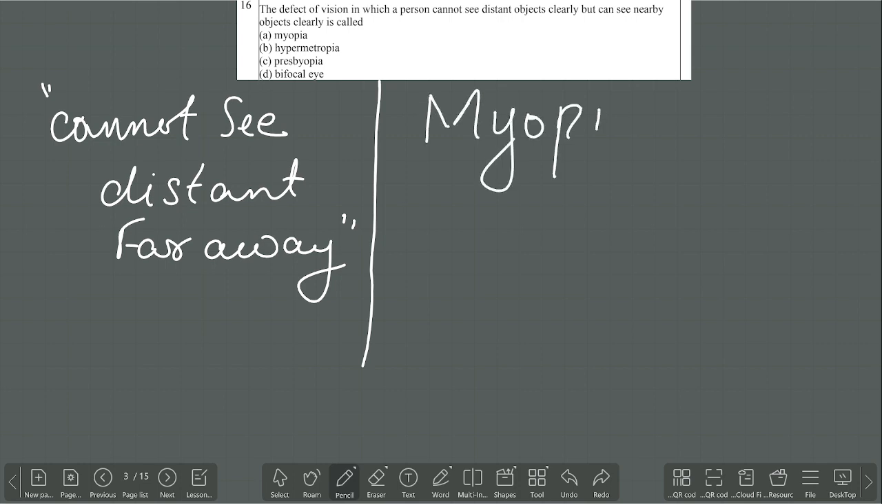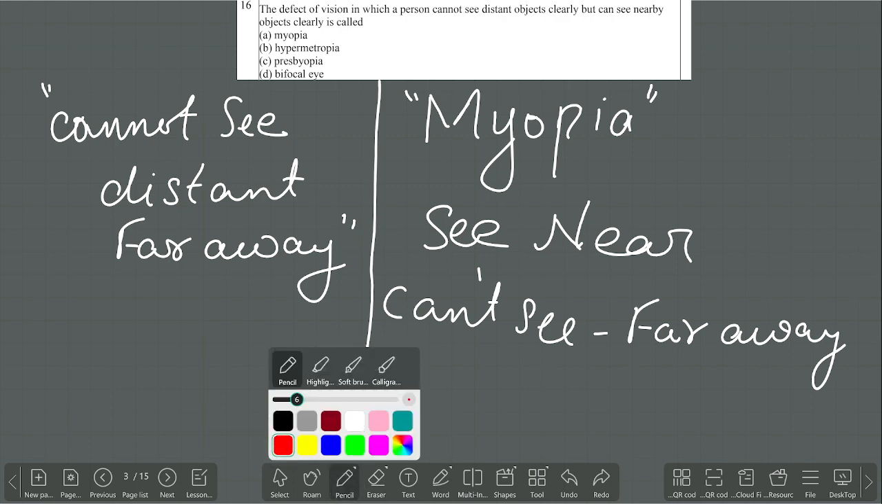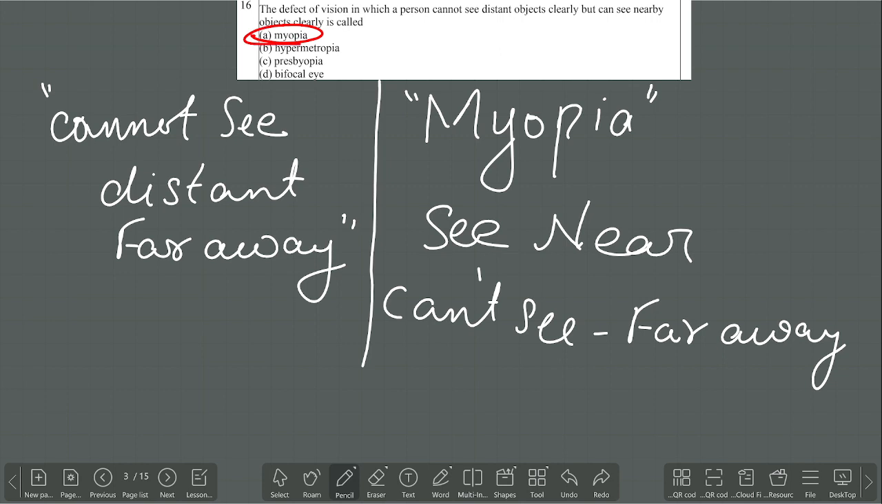The reason is, if a person has a myopic eye, he is able to see nearby objects but cannot see faraway objects. Faraway object is called the distant object. So as per this condition, what type of defect is the person suffering from? The person is suffering from the defect called myopia.